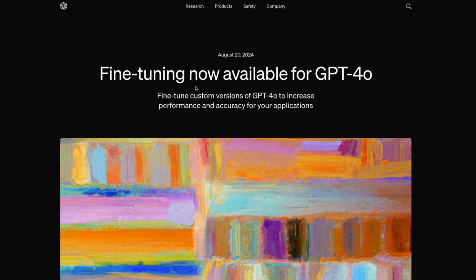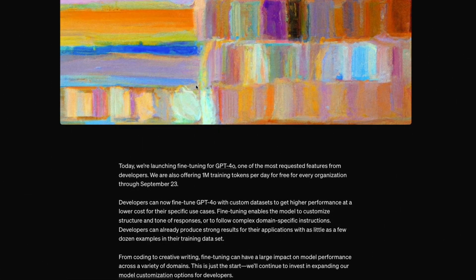There is some crazy amazing news from OpenAI. The most important news is that OpenAI, starting today, is going to let you fine-tune GPT-4o. This is not an open model. Fine-tuning was one of the most popular requests for GPT-4o, and OpenAI is going to let developers fine-tune.